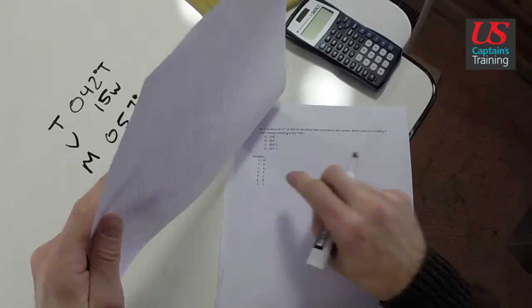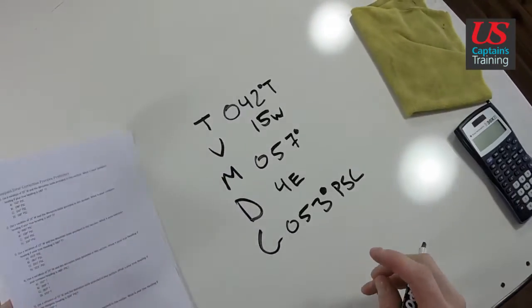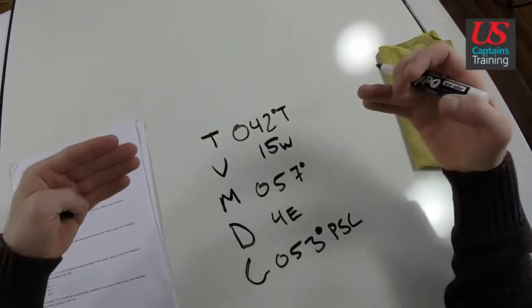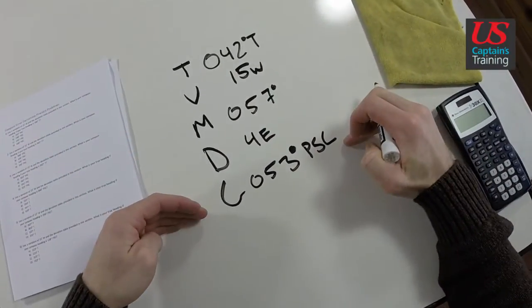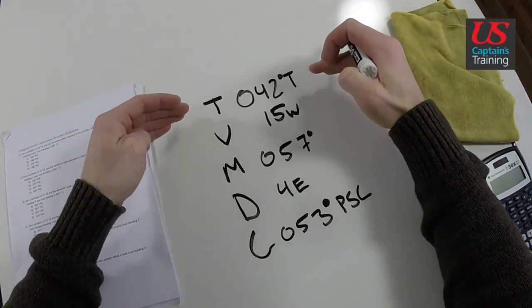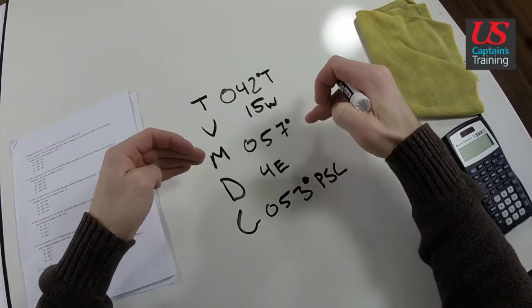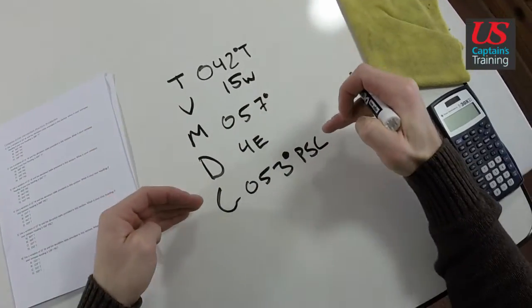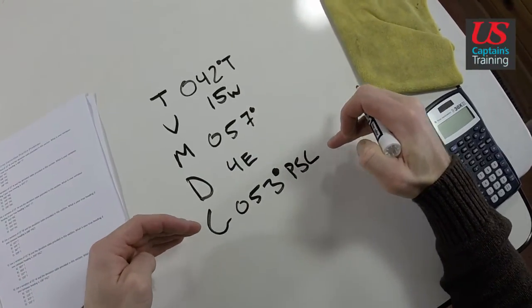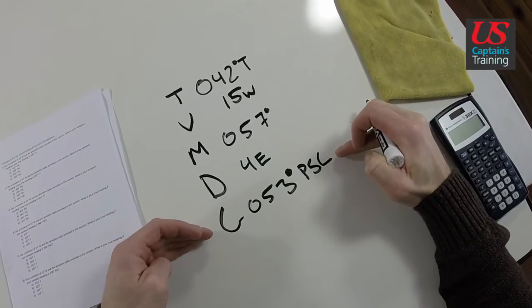Okay, so that's how, these are real examples. These are the practice problems going from true to compass. This is compass correction. We're putting variation and deviation into our true compass heading to get our compass heading that we're experiencing on our ship.